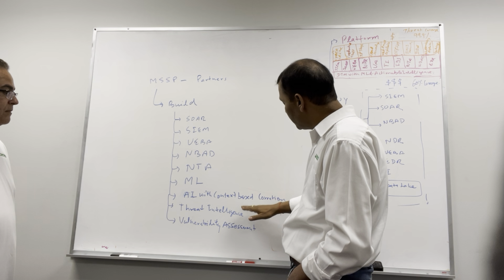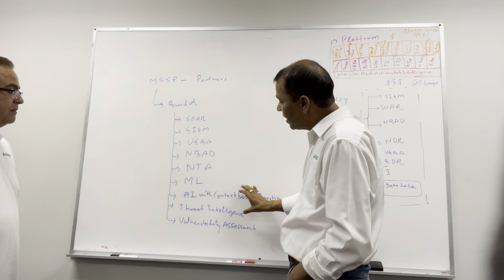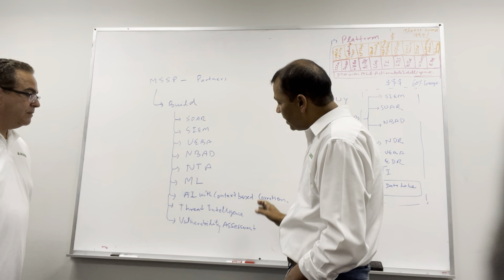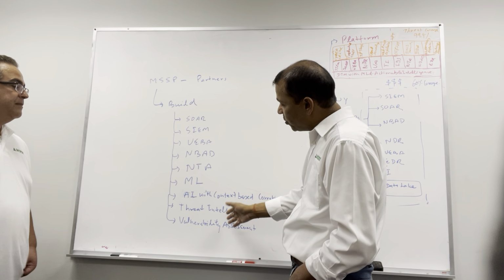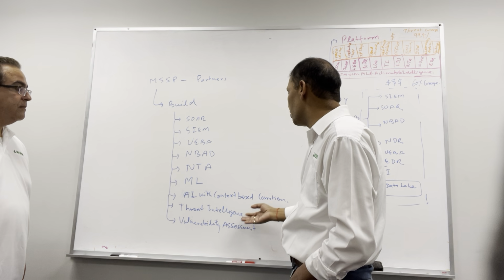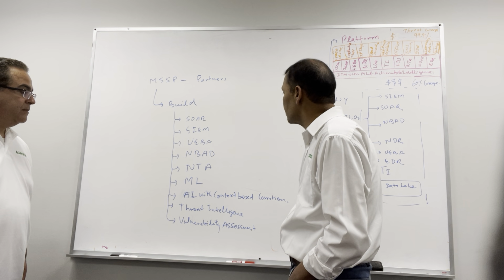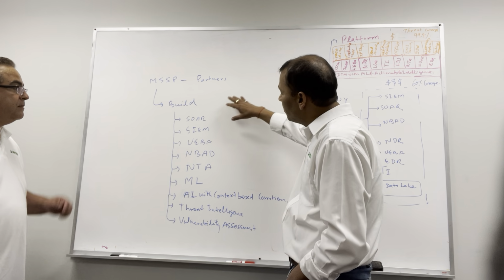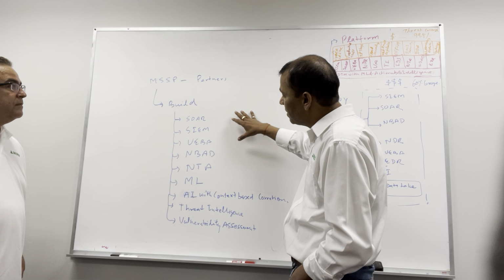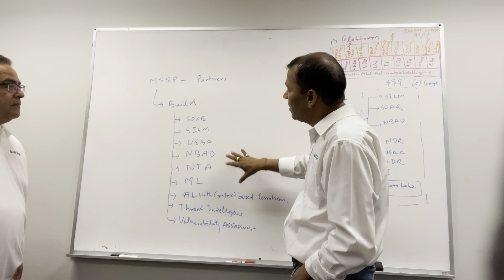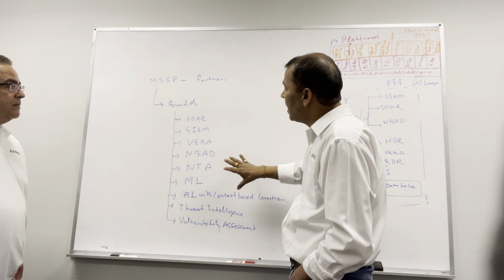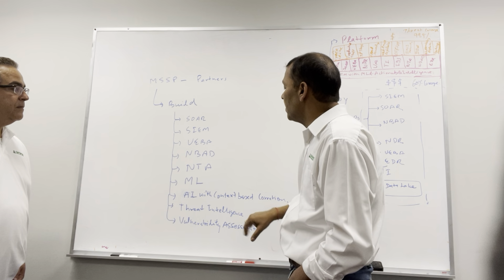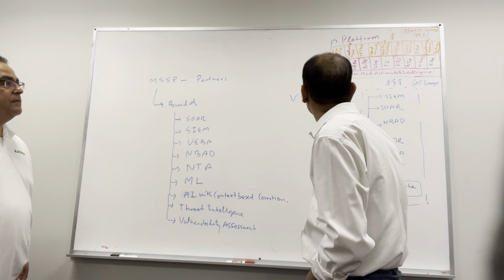That context-based correlation is very important. If you cannot put something in the context and situational awareness, then you are going to have a lot of trouble. You need your threat intelligence, vulnerability assessment, and all that. So if you have to build these things, you may have to spend hundreds of millions of dollars to have an effective, modern cybersecurity platform. So that's something you have to think about.